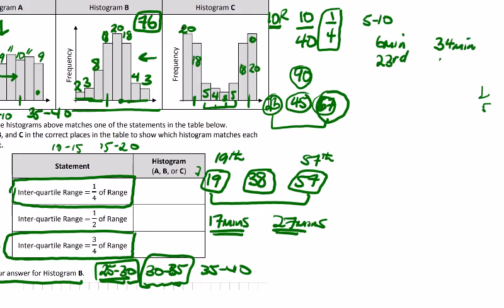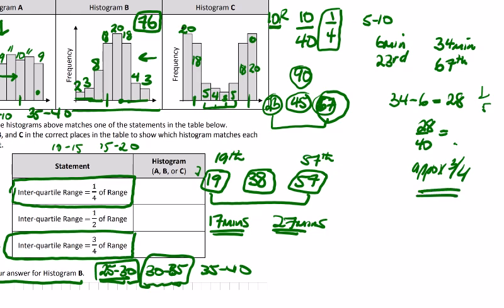That will be the 67th set of data in here. So the IQR is 34 minus 6, 28. 28 out of 40 would be nearly 3/4, approx 3/4. I just write approx 3/4. So we got that one nearly to be bang on. That's C.